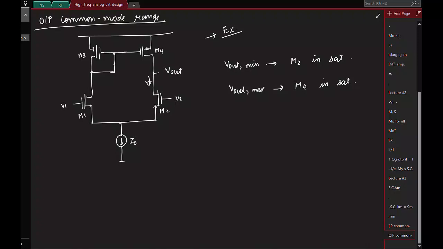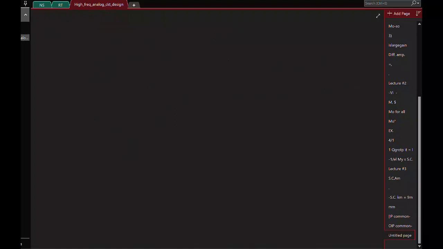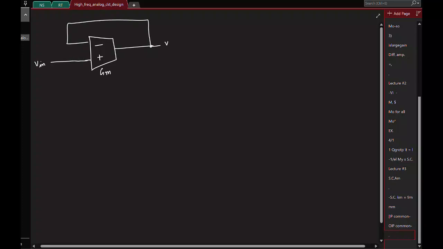Okay, now that we know more details about this circuit, let's try to see its behavior in closed loop. Before that, let's take a case here. Let us say this is an ideal transconductor GM. It has infinite output resistance. I'm not connecting to ground. So I put it in feedback like this. This is the input, and this is the output.